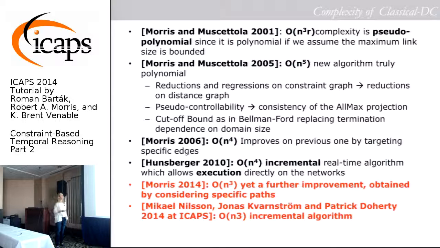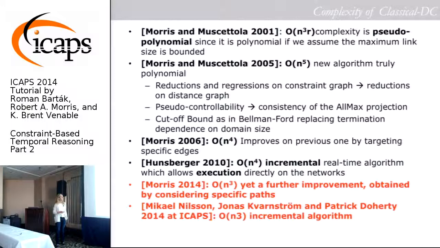So then they worked on it, and they refined it in 2005. We had an n to the 5, okay, by moving basically the whole computation to the distance graph that Roman described, okay, and then changing pseudo-controllability to the consistency of a specific projection, and then using, instead of an all-pairs shortest path, a single-source shortest path, a Bellman-Ford, which has a cutoff, right? You know, Bellman-Ford only runs for as many iterations as there are nodes, and that gives you a cutoff to the complexity and does the trick and does away with this pseudo-polynomial problem. Then Paul Morris improved it to n to the 4 again in 2006.